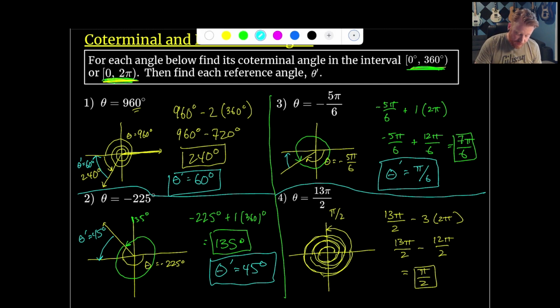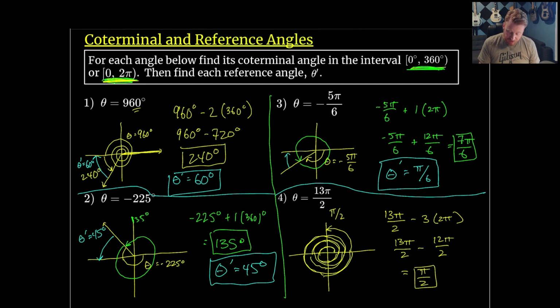And then if I want to find that reference angle, well, we need to go back to the closest x-axis, and you could really go either direction. That is a distance of pi over 2, or that is a distance of pi over 2. So here the reference angle is also just pi over 2.